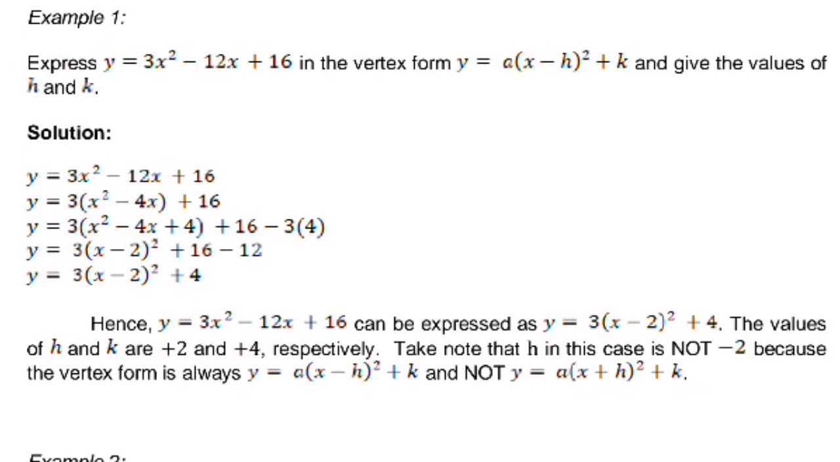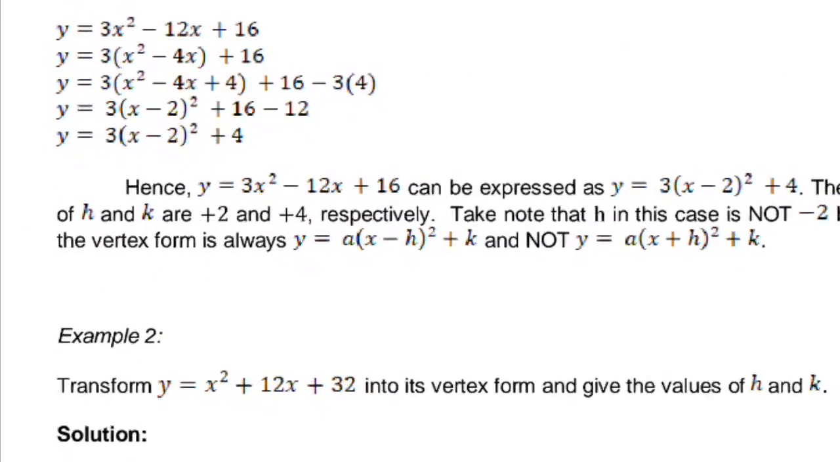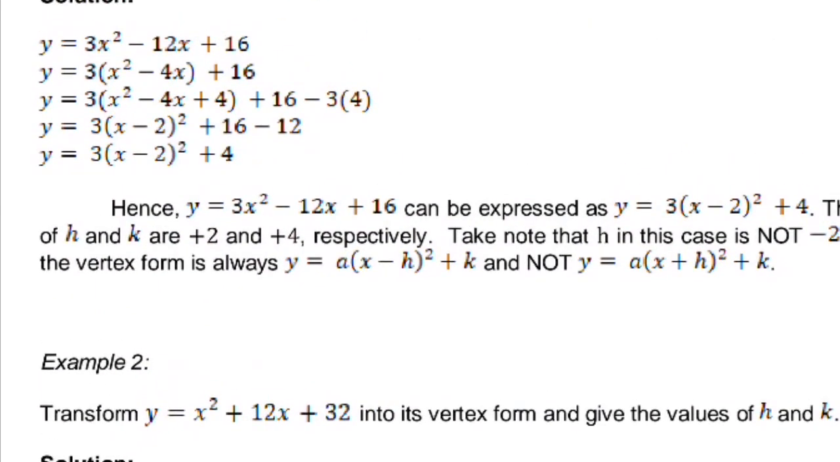Express y equals 3x squared minus 12x plus 16 in the vertex form y equals a times the quantity of x minus h squared plus k, and give the values of h and k. So for the solution, y equals 3x squared minus 12x plus 16. So the same with the example that we have discussed a while ago. So you're going to factor out the value of a. So factor out 3 in here.